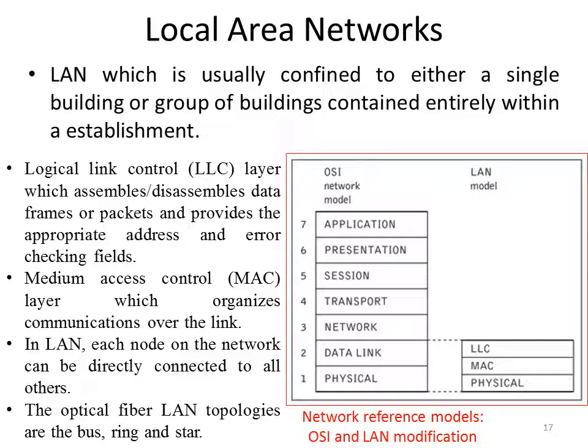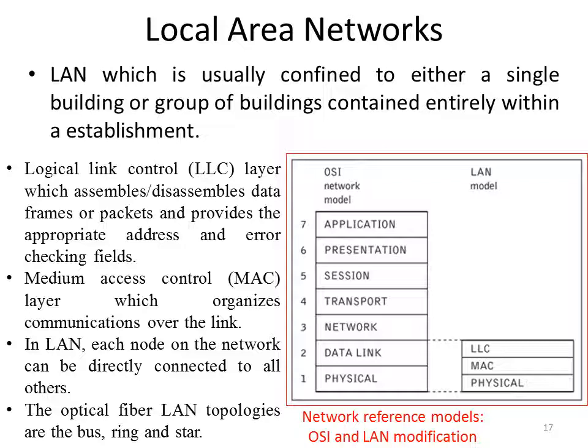Here you can see in the diagram, the physical layer remains as it is, but the data link layer is divided into two layers: the logical link control layer and the medium access control layer. The logical link control layer assembles or disassembles data frames or packets and provides the appropriate addressing and error checking fields.